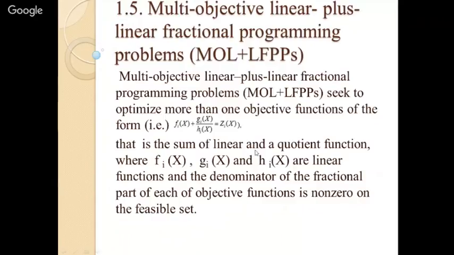That is the sum of a linear function and a quotient function, where f, g and h are linear functions, and the denominator of the fractional part of each objective function is non-zero in the feasible set. These are the assumptions we take in the case of every linear fractional programming problem, right? So each and every objective function is in this format. This is called the multi-objective linear plus linear fractional programming problem.